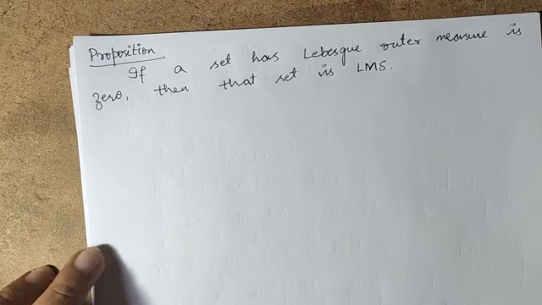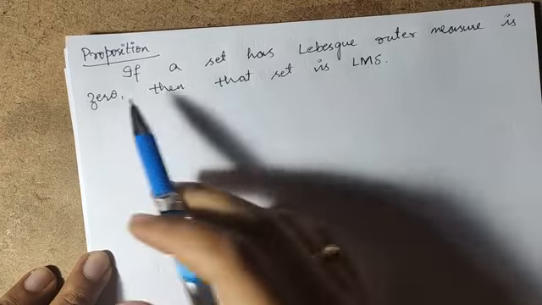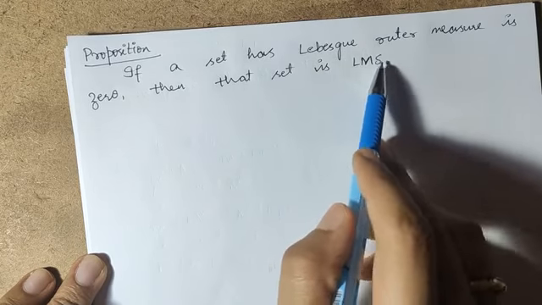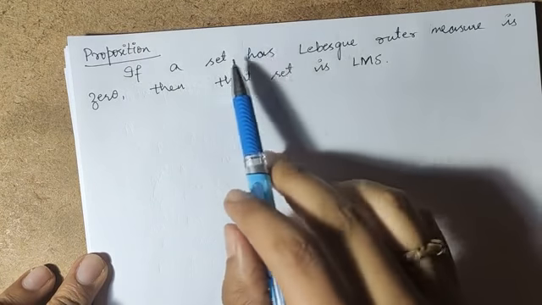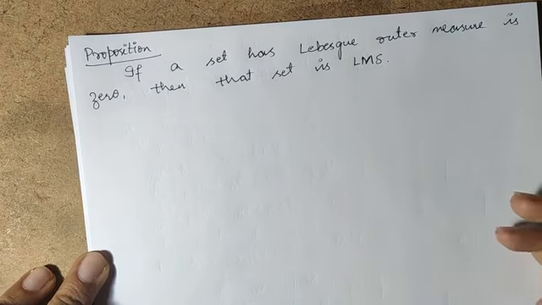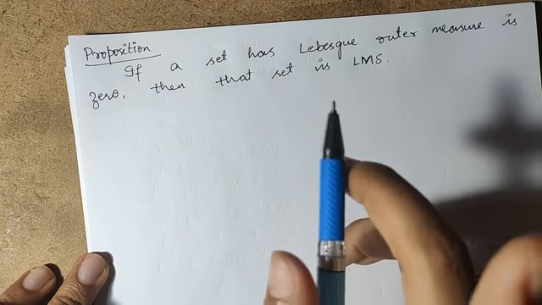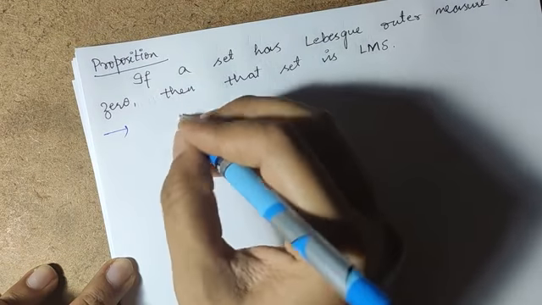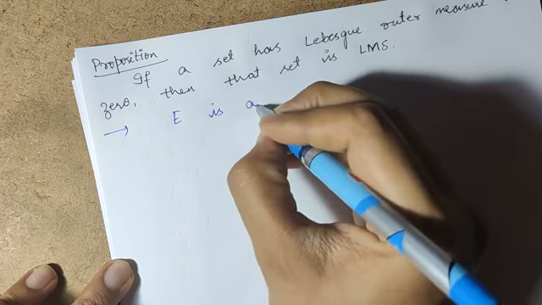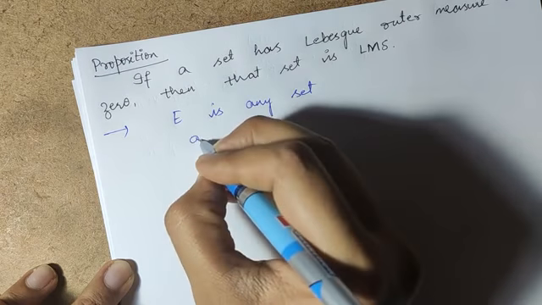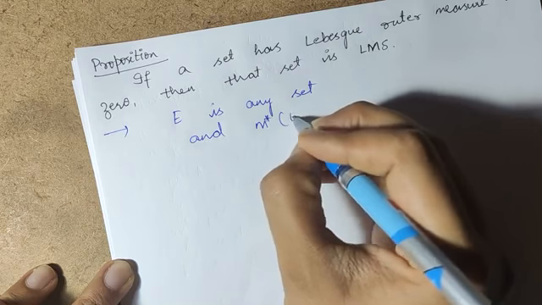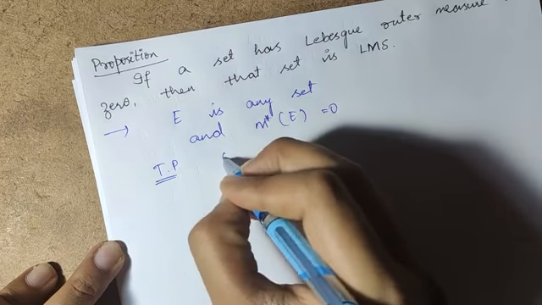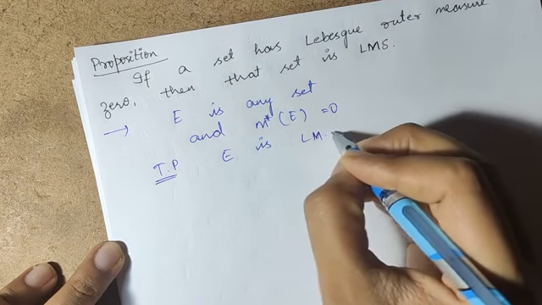So to check what other things there are inside our box, I am proposing this theorem. If a set has Lebesgue outer measure 0, then that set is Lebesgue measurable set. That means if any set has outer measure 0, then that particular set is also there inside our box. So let's check this. Suppose I consider E is any set and outer measure of E is 0. So what we need to prove here? To prove E is Lebesgue measurable set.